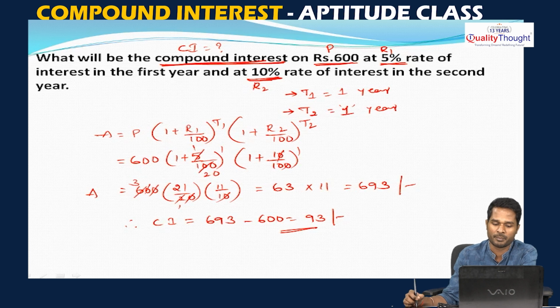So 600 into 1 plus R1 is 5 by 100 into 1 plus R2 is 10 by 100. Now simplifying, the total amount we get is 693. So the compound interest to be paid on this 600 after 2 years is the total amount 693 minus 600, that is 93 rupees.